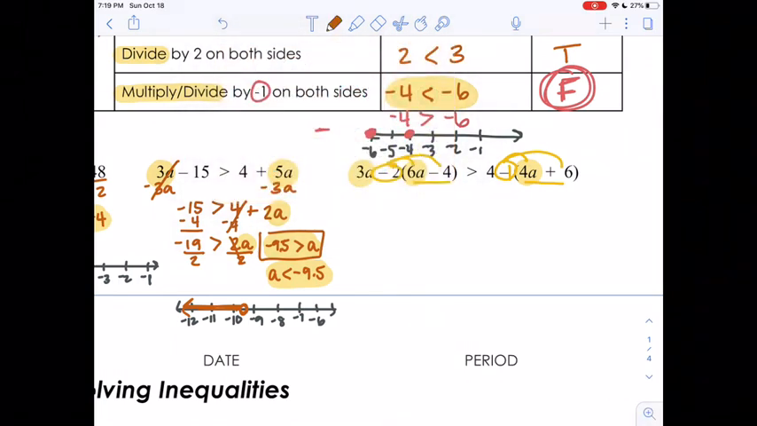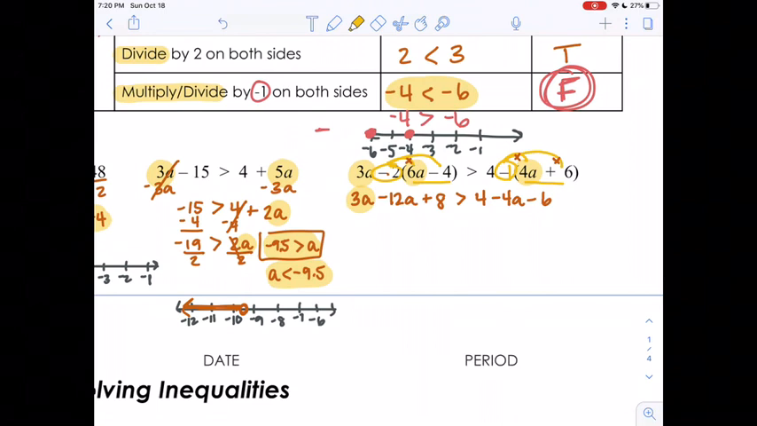So let's go ahead. 3a, it's going to just drop down. I have negative 2 times 6a is negative 12a. Negative 2 times negative 4 is a positive 8. I haven't done anything, I haven't moved anything from one side to another, so the symbol stays the same. It's less than 4 stays the same. Negative 1 times negative 4a is negative 4a. Negative 1 times 6 is negative 6. So I distributed, I got rid of my parentheses.